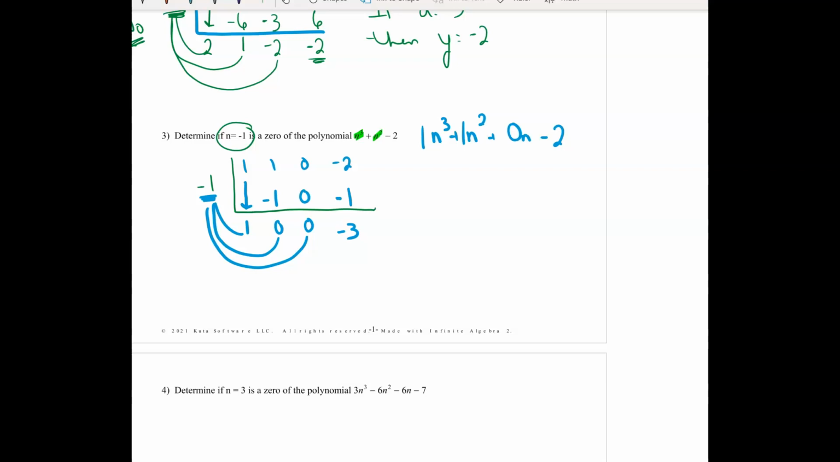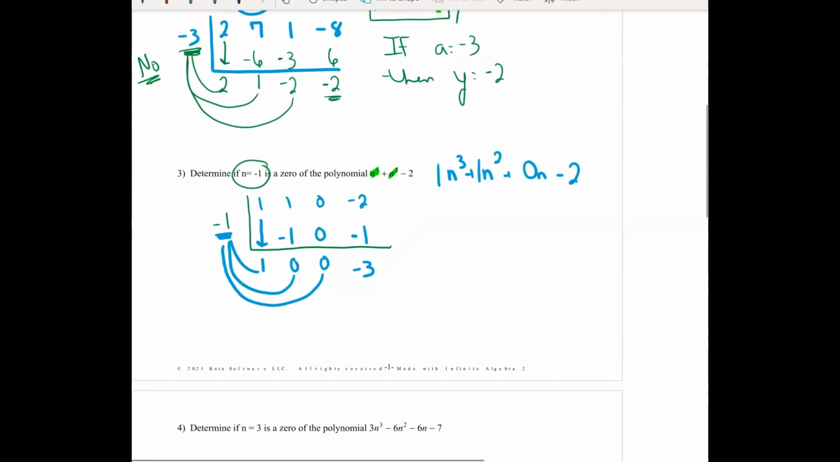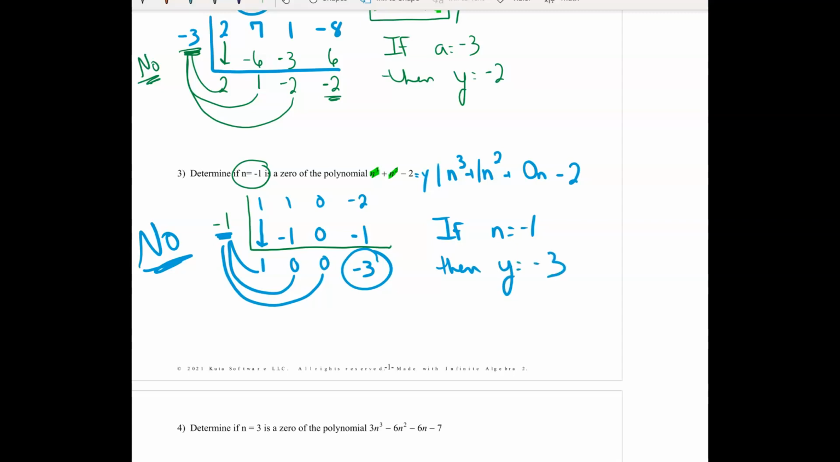So is n equal -1 a 0? The answer would be no, because I get -3 at the end. So my answer is no, it's not a 0. What's happening is if n equals -1, and let's say again this equation was set equal to y, then y equals -3. And that's it.